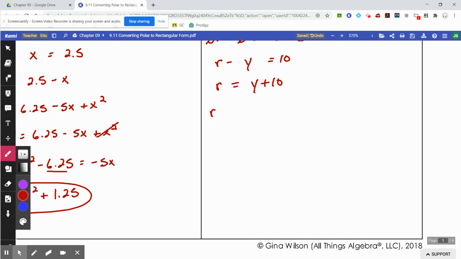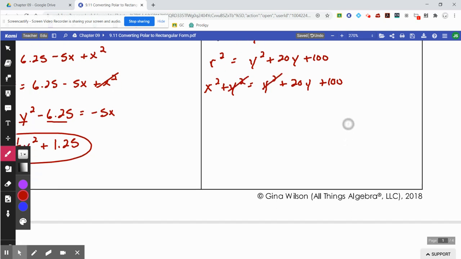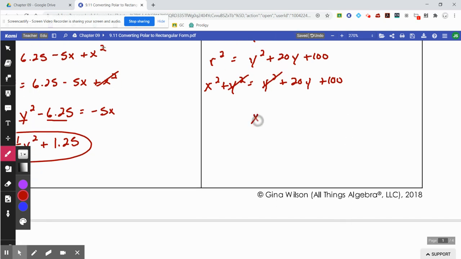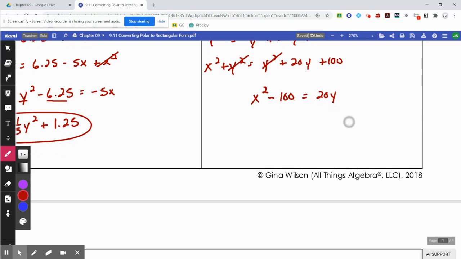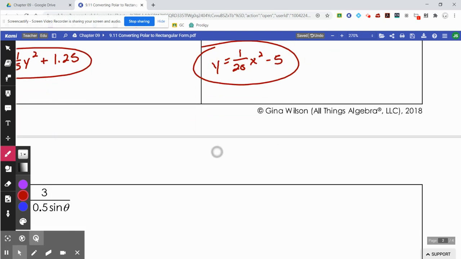So therefore, square both sides. R squared would be y squared plus 20y plus 100. Let's replace r squared with x squared plus y squared equals y squared plus 20y plus 100. The y squareds will cancel. Let's move our 100 over, and it gives you x squared minus 100 equals 20y. Divide everything by 20, and you now have 1/20 x squared minus 5 is equal to y, and there is your parabola.